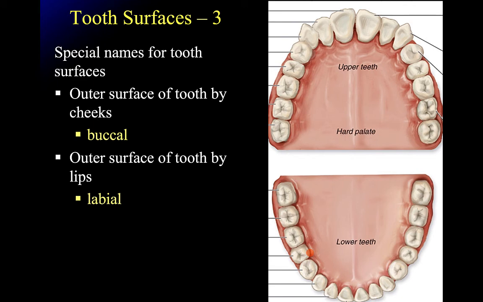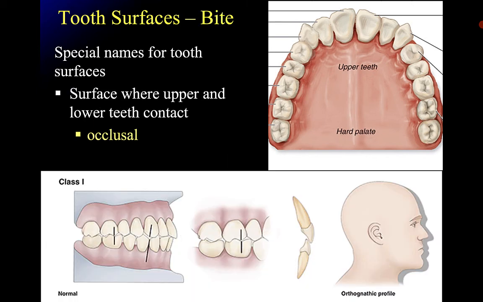And we're going to do the same thing for the outer surface. So the outer surface can be buccal if we're in this area here where we're facing the cheek, but as we transition towards the front, we might refer to that as labial. Labial facing towards the lips. Now, I'll let you know that my dentist doesn't use the terms buccal and labial, but rather uses the combination term facial to refer to that outer surface of the tooth.